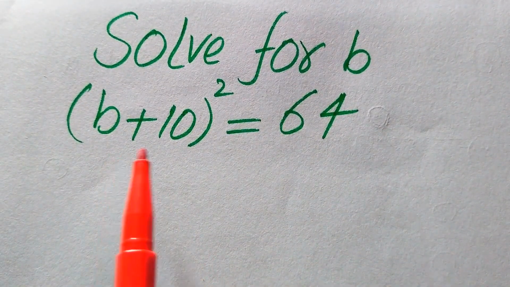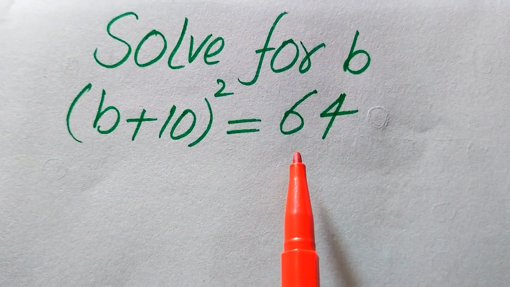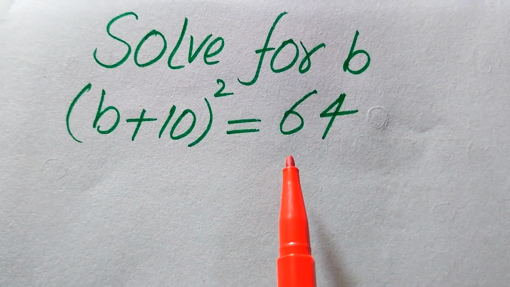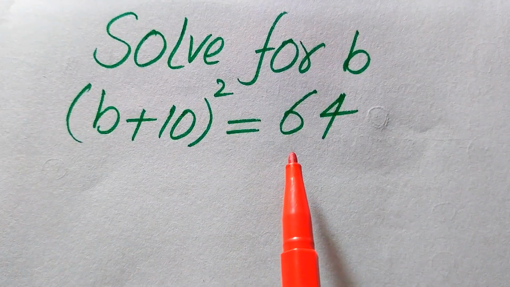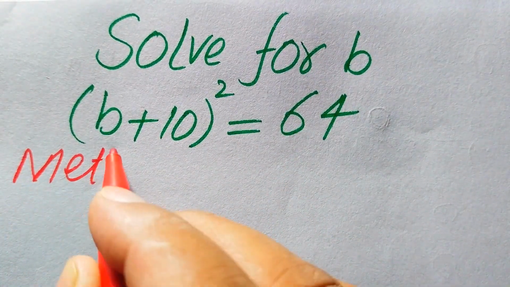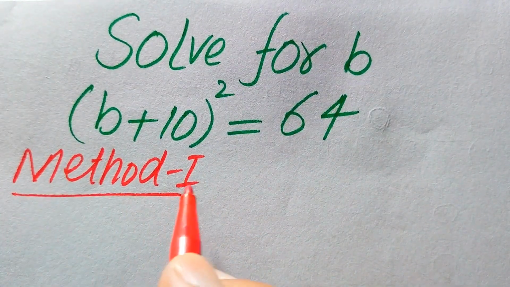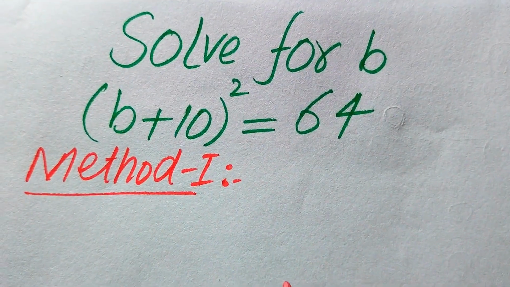So here we have (b + 10)² = 64, and we solve this problem for all the values of b. We solve this problem with two methods. I hope you like both of these methods, but if you have any other method in your mind, please don't hesitate to write it in the comment section. And now we move towards the solution of this problem from the first method.